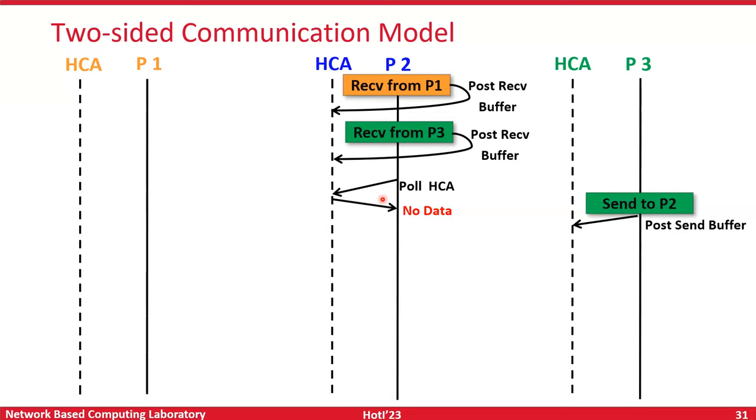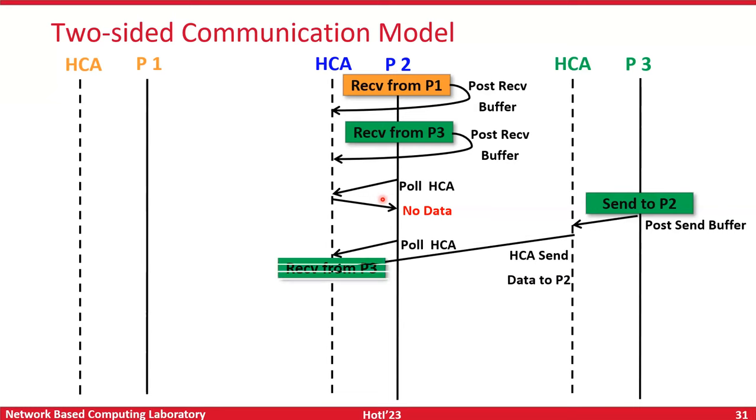Then let's say P3 is ready with the message. It finished its computation and posted the message. Now the adapter will directly send the message, and since P2 is polling, it will take that message and put it into its memory. Okay, so that's how it got received. So you see there is a decoupling.